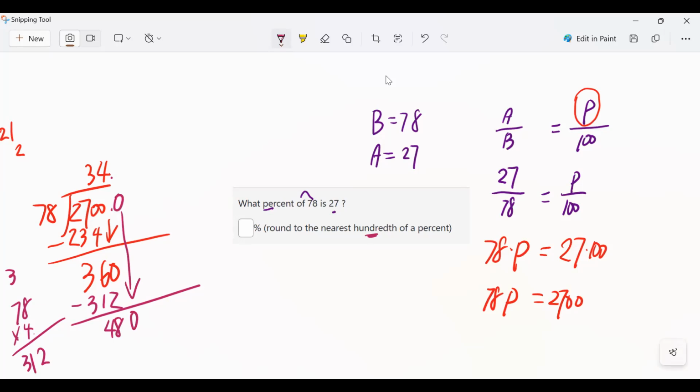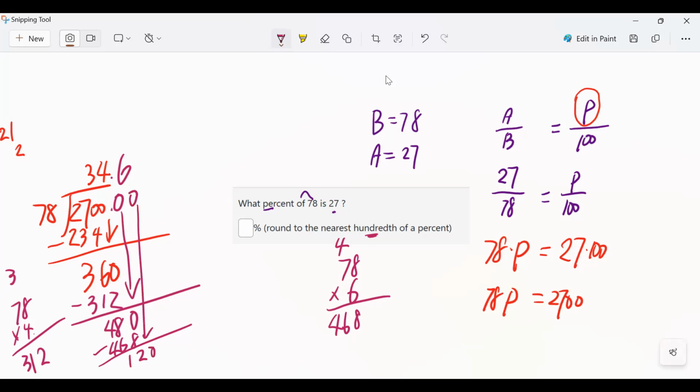78 goes into 480, and that is six times, right? So 6 times 8 is 48, carry over 4. 6 times 7, 42, adding 4, 46. 468. Remainder 12, add a 0. Then 78 going into 120, 1 times 78 is 78, subtract, get 42. Add a 0, 420. Now 78 going into 420, it should be 5 times.